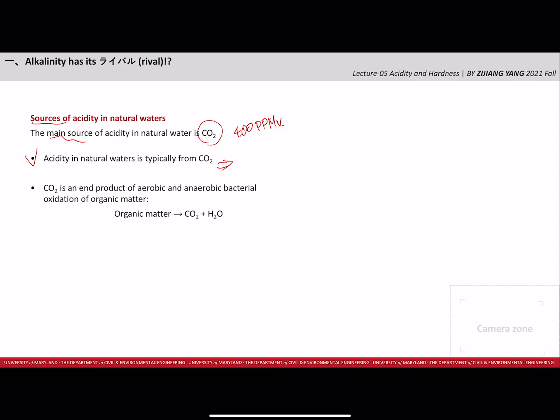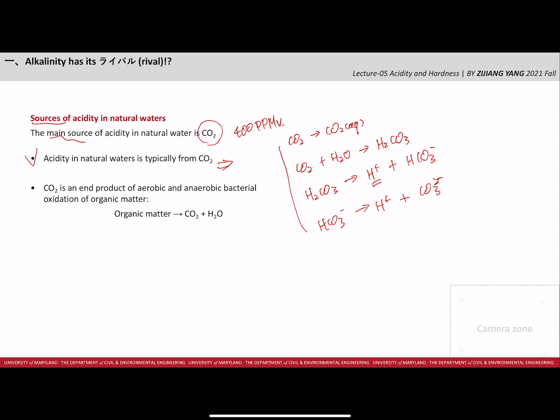This is equations 1, 2, 3, and 4 in the alkalinity lecture. Basically, we have CO2 dissolved in the water, so CO2 becomes CO2(aq). Then CO2 can react with water to form carbonic acid, H2CO3, and then carbonic acid can dissociate into H+ and bicarbonate. Again, bicarbonate can dissociate into H+ plus carbonate. It would be good for you to remember these reactions.